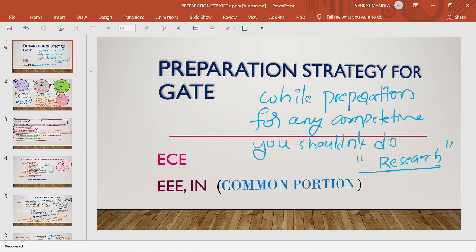Anyway, this is my biggest suggestion. While preparation, don't do research. Okay, after cracking GATE, join IIT or join ISRO or BARC. You do your research there. Okay, so if you do research during preparation, that won't be helpful for you.